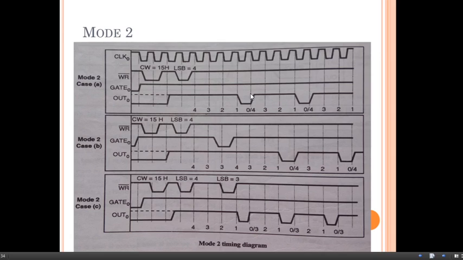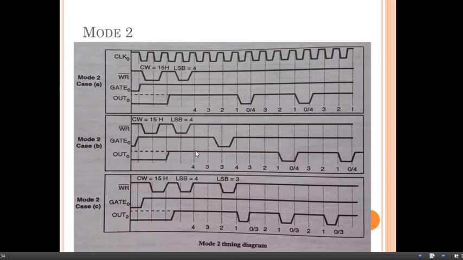The count value is reloaded in the counter, meaning this value 4 is again reloaded in the counter, and the counter will continue counting in the similar manner. When the counter reaches 1, again the output will be made low for 1 clock cycle period, and once the counter reaches 0, again the counting will be restarted. So this is the rate generator or pulse generator.